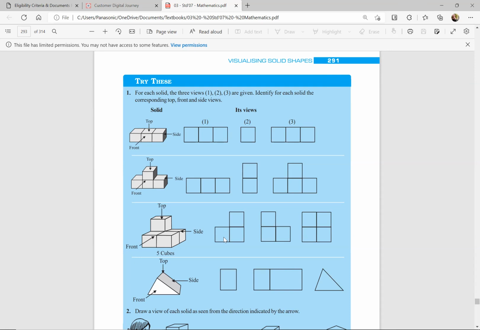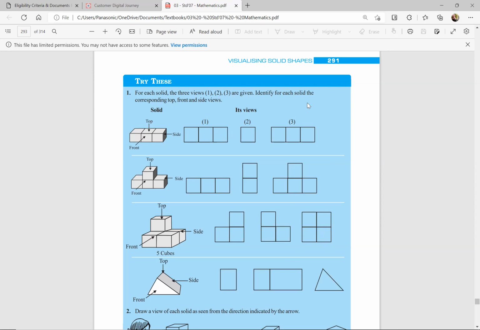What will it look like from the top? Just imagine you are seeing that entire thing from the top. Like the third one. Yes, it will be the third one. So the third one is the top view. Yes.